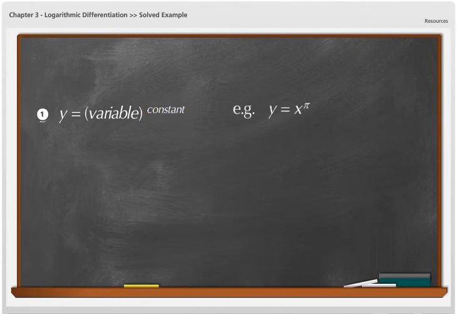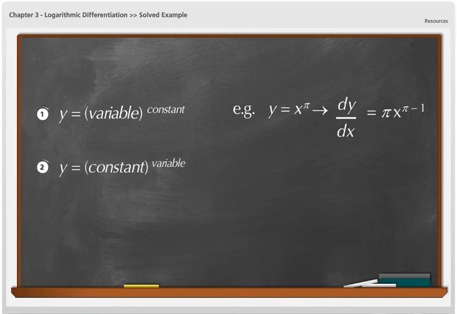One example of this one is that y is equal to x to the power pi. Now, if you wanted to find the derivative of this function, then dy over dx is equal to pi times x to the power pi minus 1, where we used the power rule here.